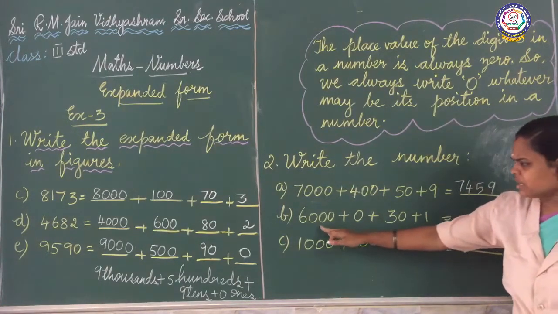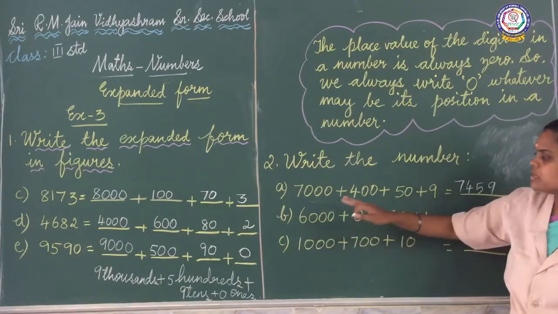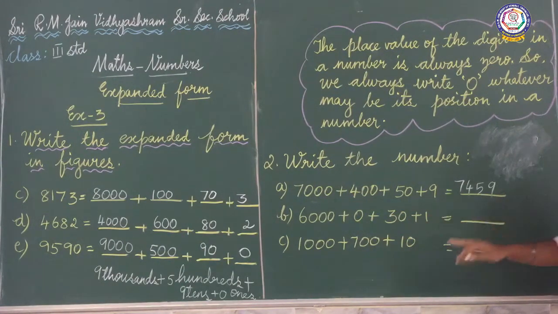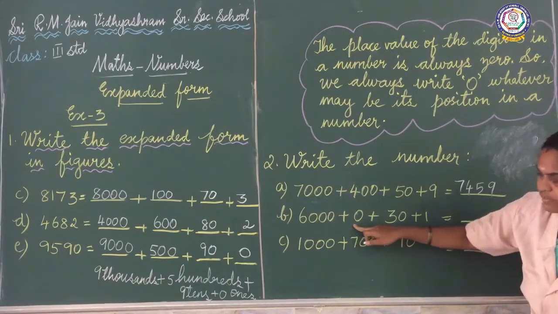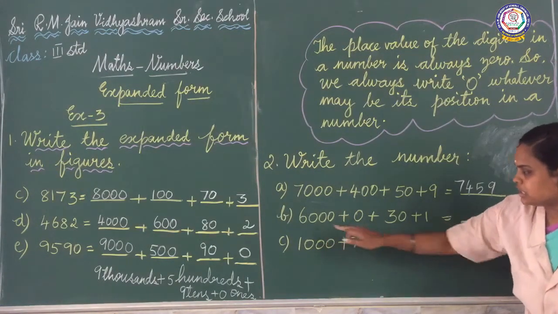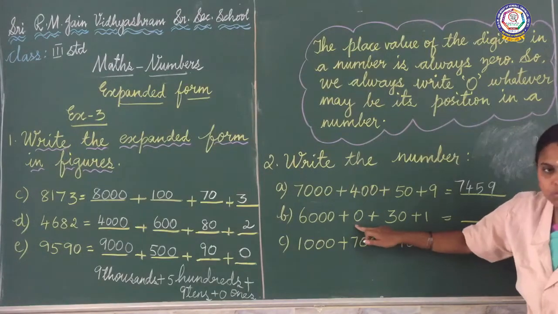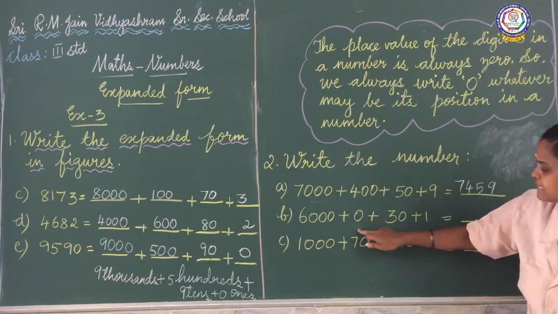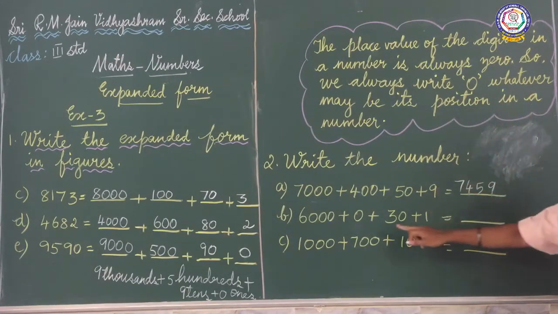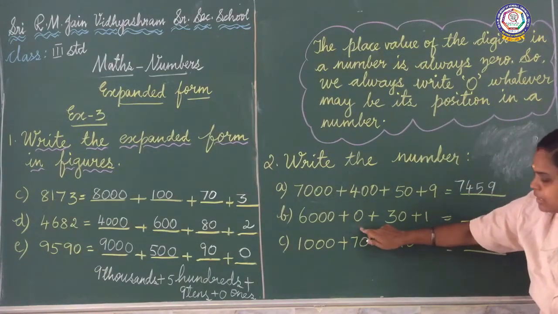7459. Next, 6000 plus 0 plus 30 plus 1. Now, I told you, here they have given 0. In what place have they given 0? Thousands, then the tens place is also there. What is not there? The hundreds place is not there. So I told you, no, the place value of the digit 0 in a number is always 0. So we always write 0 whatever may be its position. So in the hundreds place they have given 0.